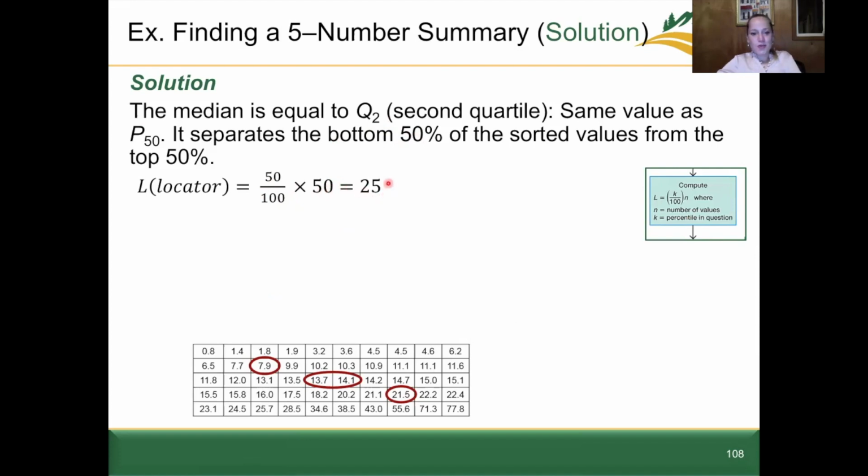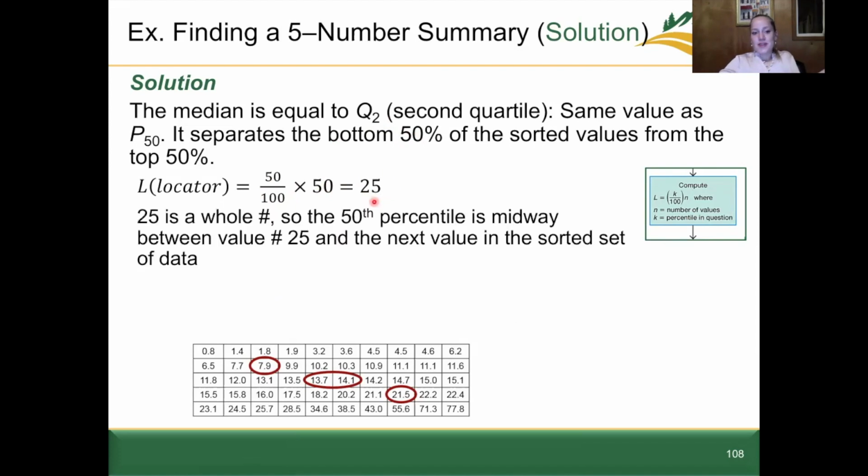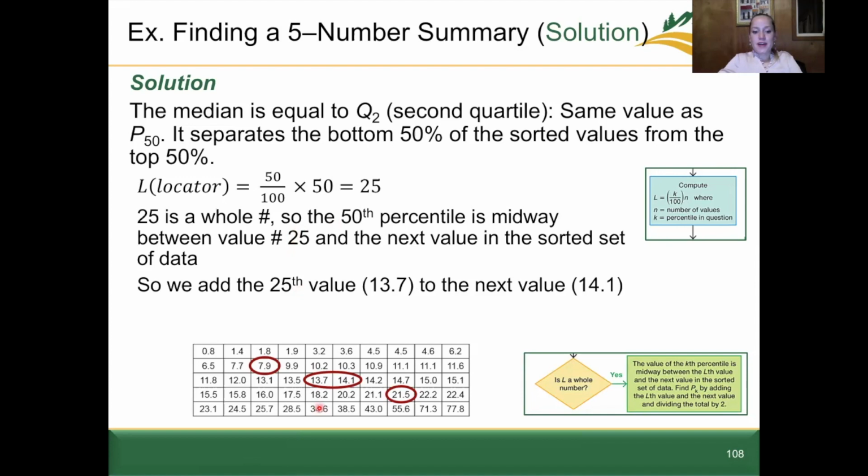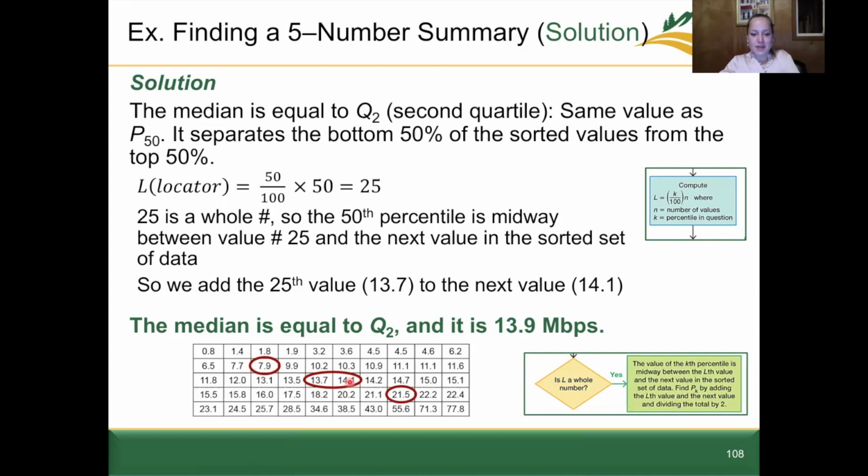Now, importantly, 25 is a whole number. So what do we do with whole numbers based on that flow chart? Well, we take the 25th value and also the 26th value. So now if we were to count this, we would find that 13.7 is the 25th data value in the data set. Now also 14.1 then is the 26th data value. So in order to find Q2, we need to take 13.7, add it to 14.1, divide the sum by 2. That means that we just calculated Q2 being 13.9 megabits per second.